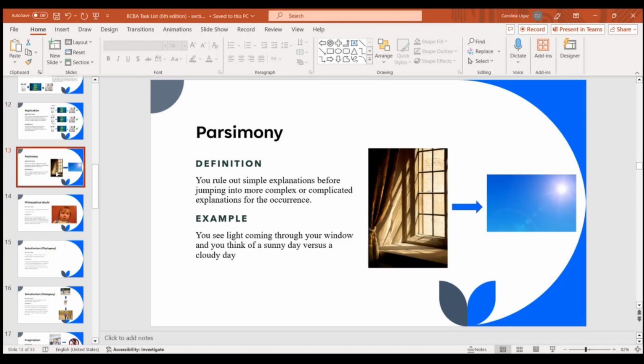Parsimony. You rule out simple explanations before jumping into more complex or complicated explanations for the occurrence. You see light coming through the window and you think of a sunny day versus a cloudy day.